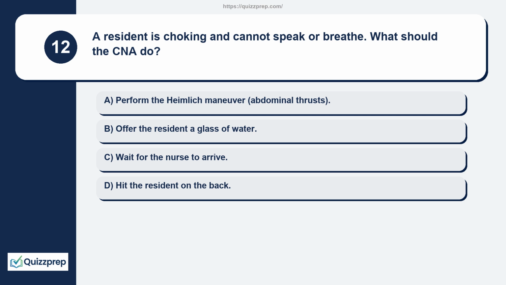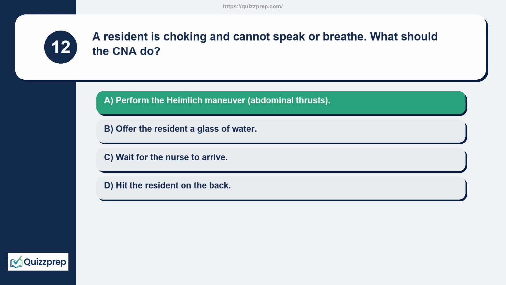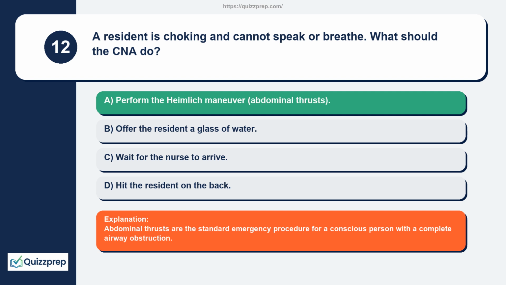Question 12. A resident is choking and cannot speak or breathe. What should the CNA do? Perform the Heimlich maneuver, abdominal thrusts. Offer the resident a glass of water. Wait for the nurse to arrive. Hit the resident on the back. Abdominal thrusts are the standard emergency procedure for a conscious person with a complete airway obstruction.